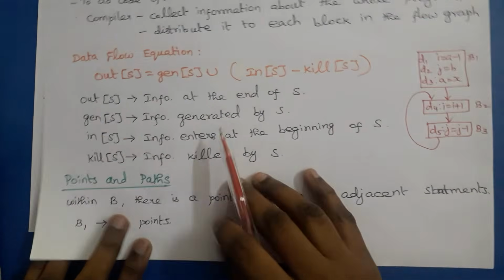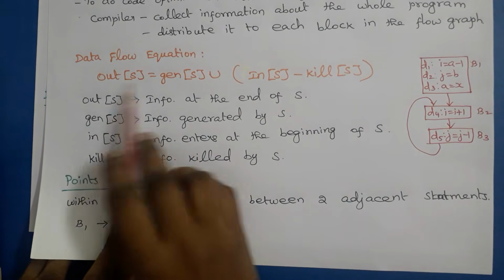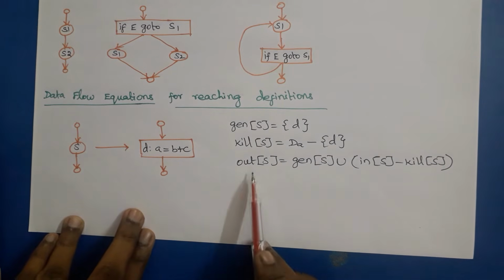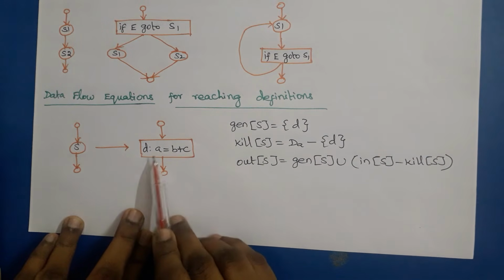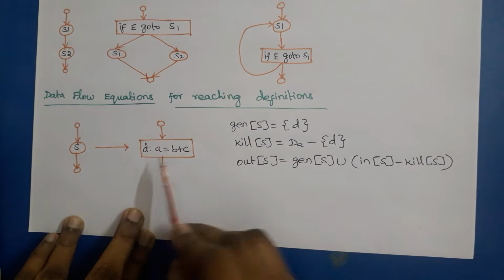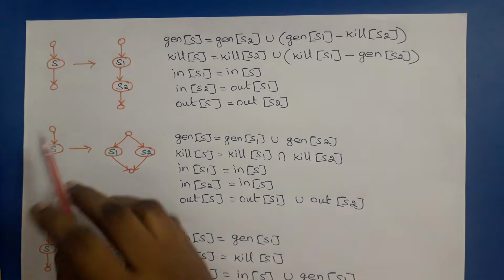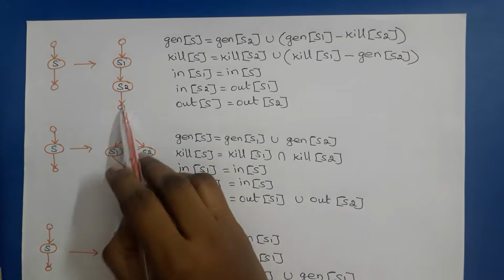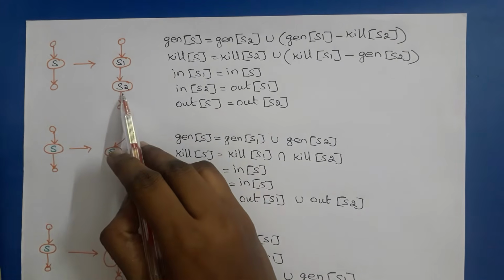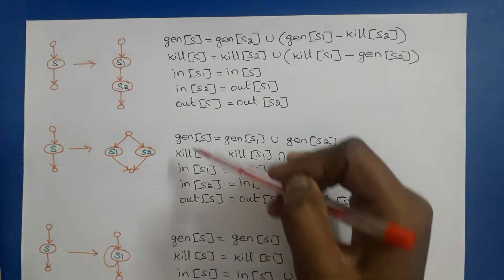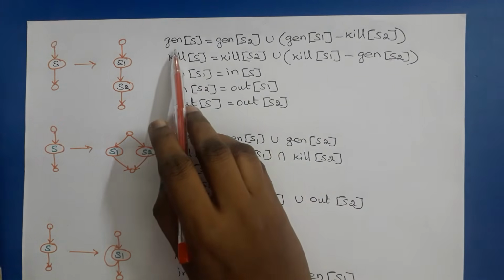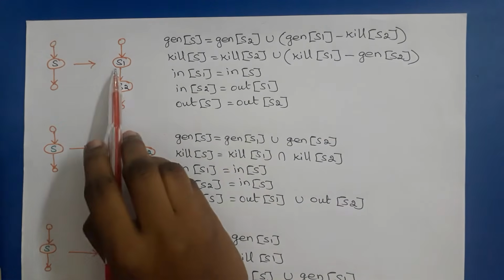This equation we have already discussed in the data flow equations. So out of S means all the statements generated in that statement S union in minus kill. Then a statement may be two adjacent statements, S1 and S2. So hereafter we are going to discuss gen, kill, in of S1 and S2.